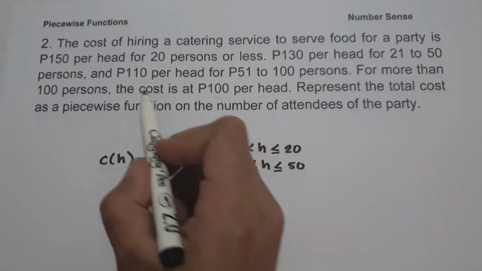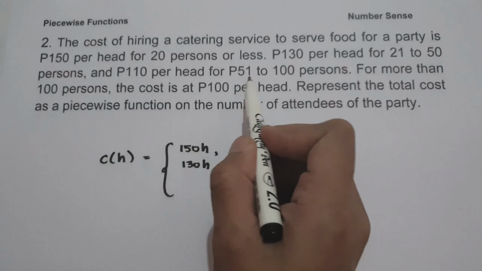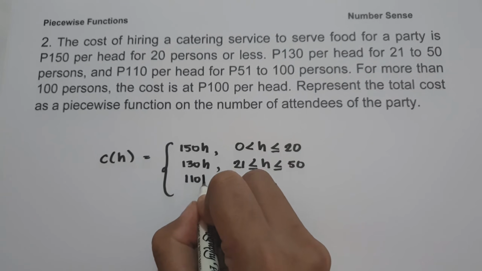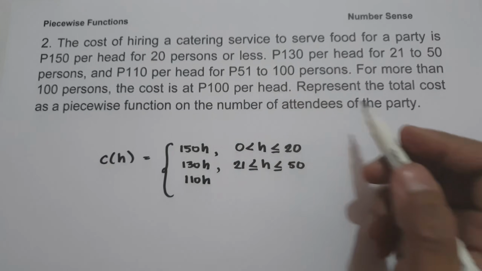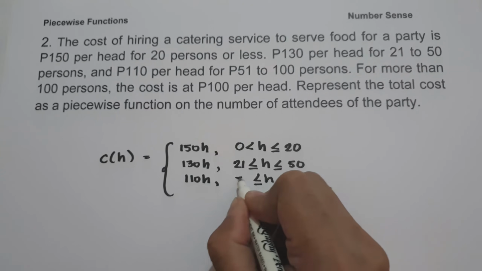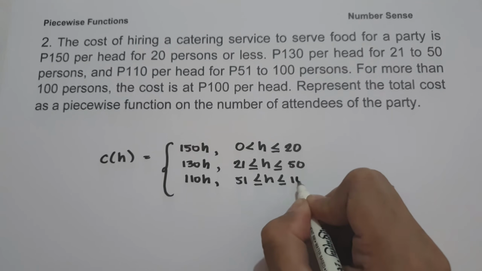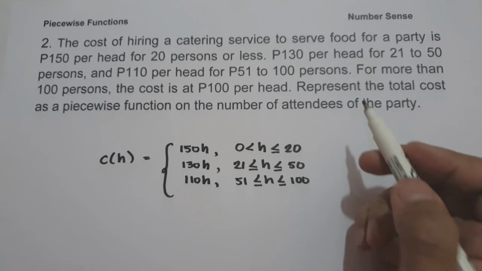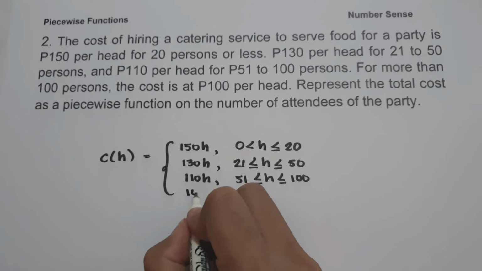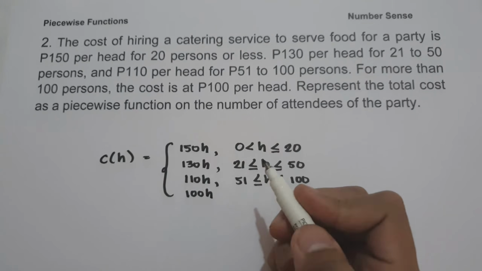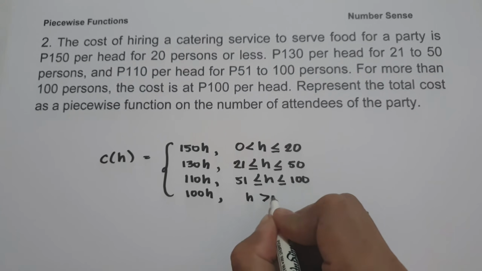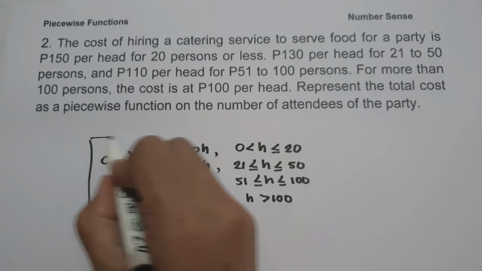And then, we have 110 pesos per head for 51 to 100 persons. So let us have 110 times the number of attendees for 51 to 100 persons. And our interval, that is H is greater than or equal to 51 but less than or equal to 100. And lastly, for more than 100 persons, the cost is 100 pesos per head. So let us have 100 times the number of heads, and our interval, that is H greater than 100. And this will be our answer.